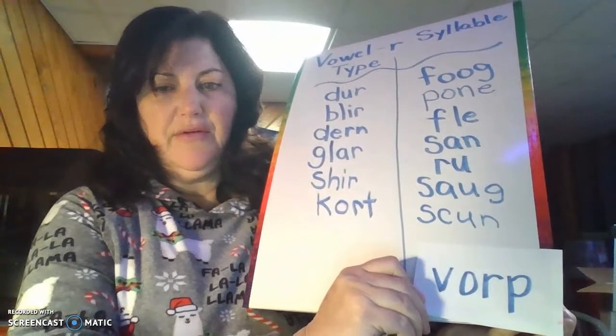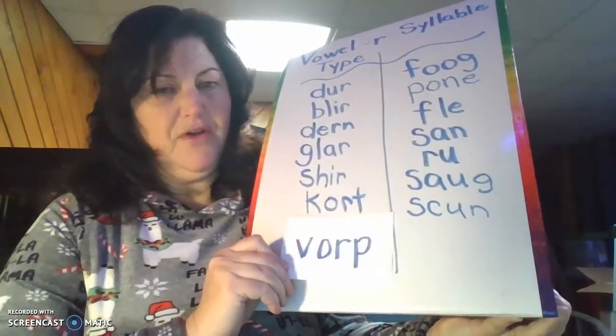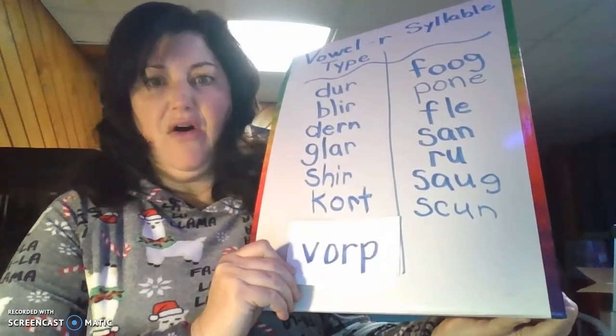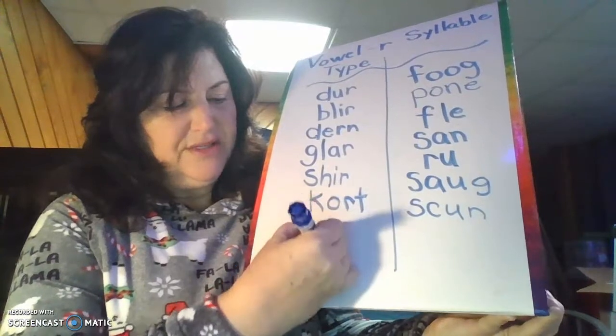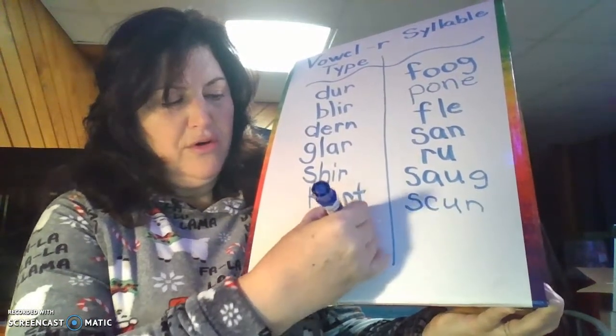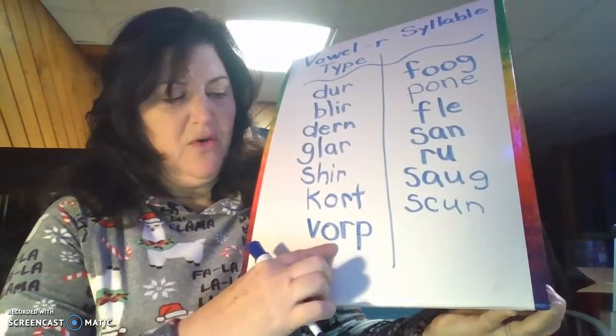Here or here. Very good. If you said vowel R syllable, it is an O and an R together. It's going to say or. So this word would be vorp.